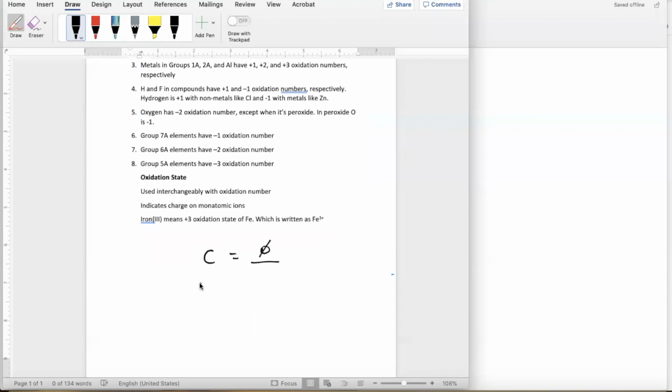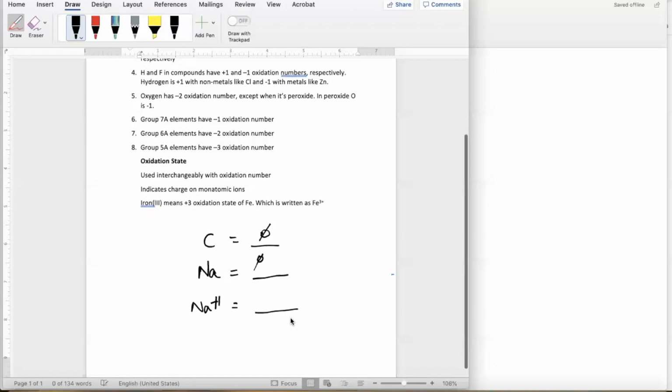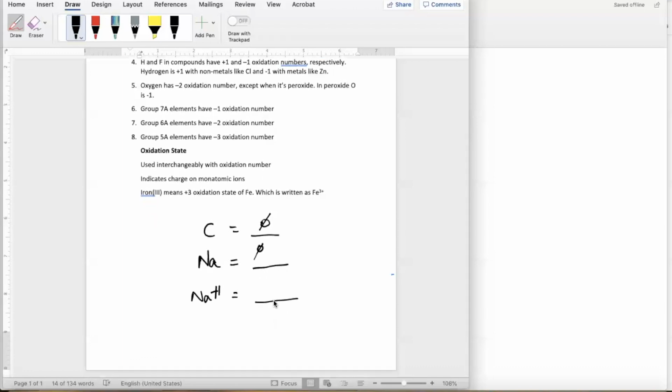If I put that here, guys, if I ask you, this sodium right here has what oxidation state or charge? What is your answer going to be? 0. If I ask you this, now tell me, what is the oxidation state or charge of this sodium plus 1? +1. It's going to be plus 1.